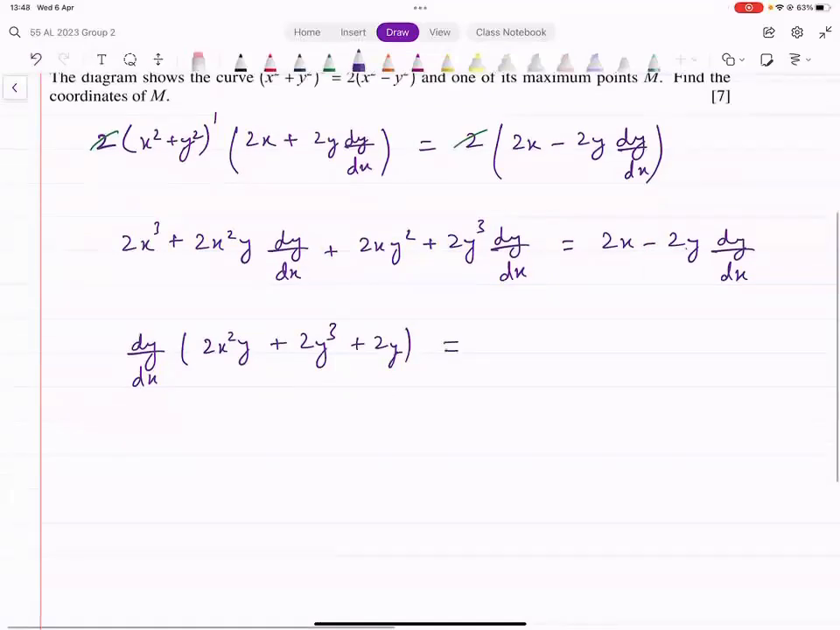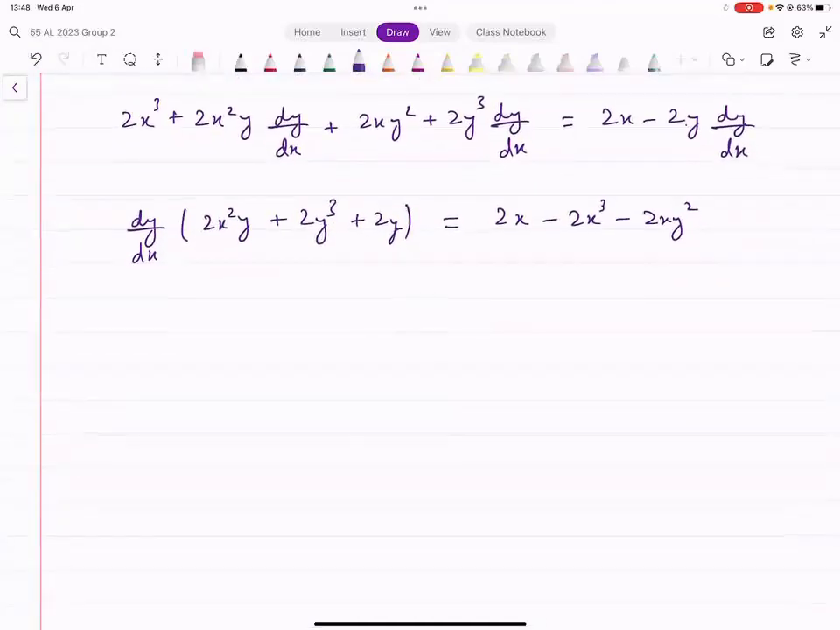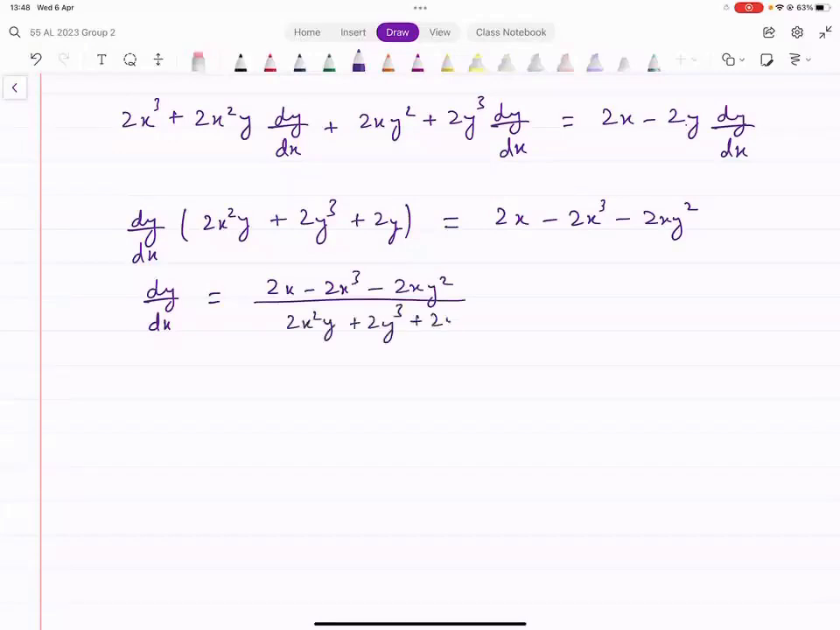Now that equals 2x minus 2x cube minus 2xy square. अच्छा, ये 2 तो सारे कैंसिल हो सकते हैं ना, 2 कॉमन आ जाएगा और वो दोनों साइड्स पे 2 कॉमन लेकर उसको कैंसिल कर सकते हैं. If you want, you can do that. Otherwise, we have dy over dx equals 2x minus 2x cube minus 2xy square divided by 2x square y plus 2y cube plus 2y.